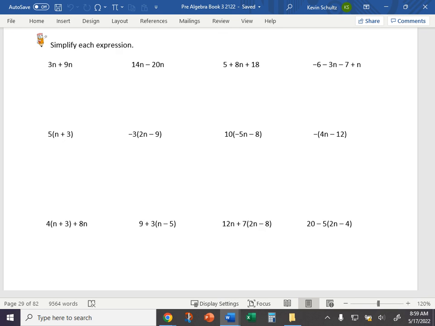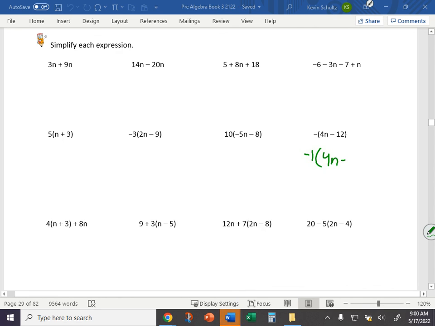Yes. Second row, the last one. Okay, just that negative sign out in front there. What's the coefficient to that set of parentheses? What are we distributing in? Not 0. Negative 1, right? This is like you've got a negative 1 and then a 4n minus 12. Okay? So the negative sign, or negative 1, would get distributed in. Good question.